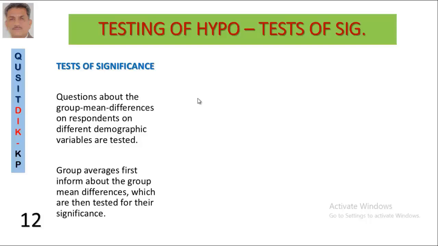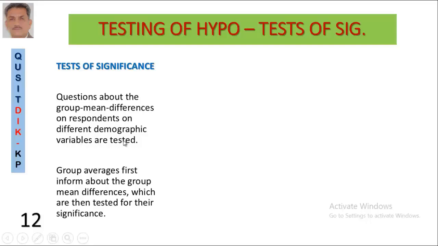are replying with the same weight, meaning and value to a particular variable, whether their scores are similar or different. If they are different, how much the differences are. We call these questions about the group mean differences of respondents on different demographic variables.